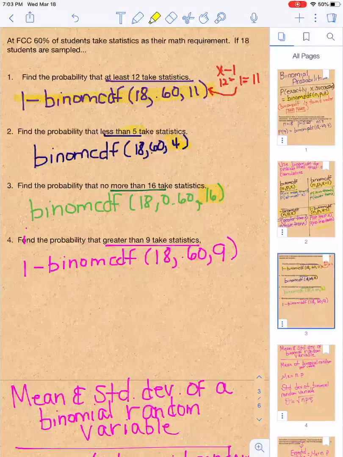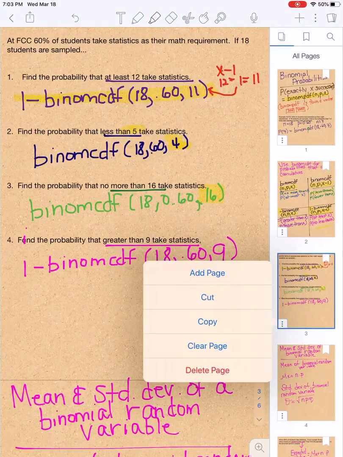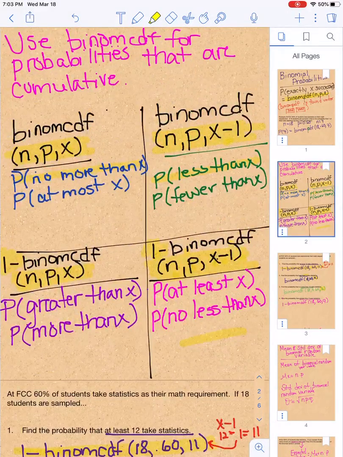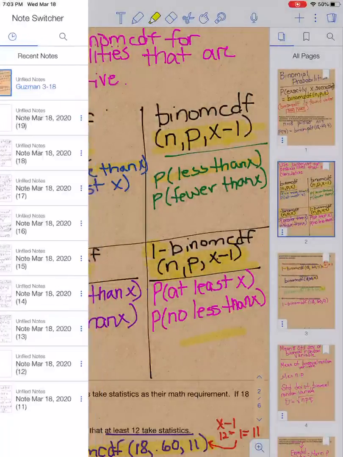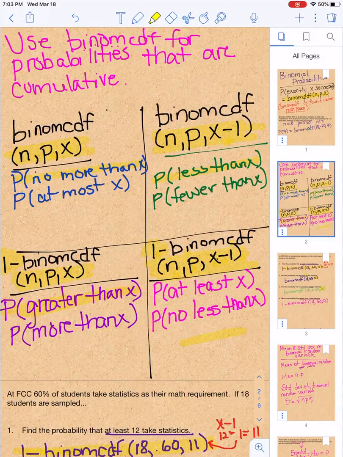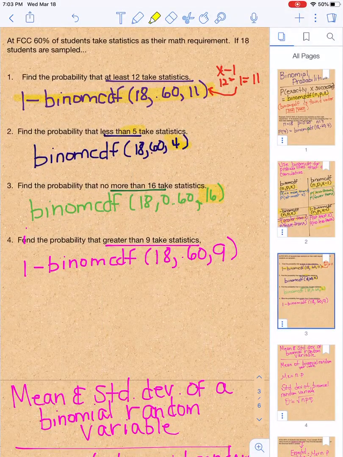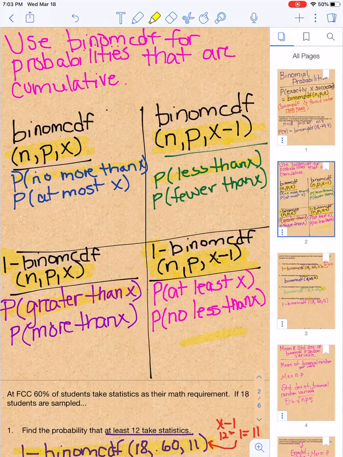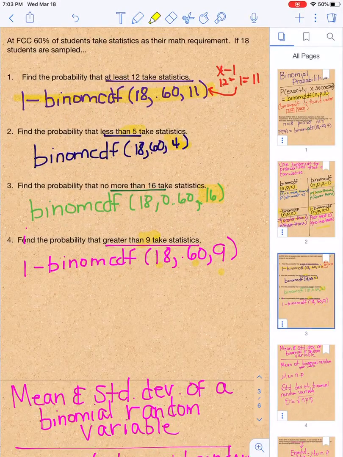Find the probability that greater than 9 takes statistics. So greater than, you're going to do 1 minus binomcdf N, P, X. So this would be 1 minus binomcdf N, 18, 0.60 is your P, X is 9. Okay, so if you follow this little cheat sheet, you should be able to do the whole set of homework.